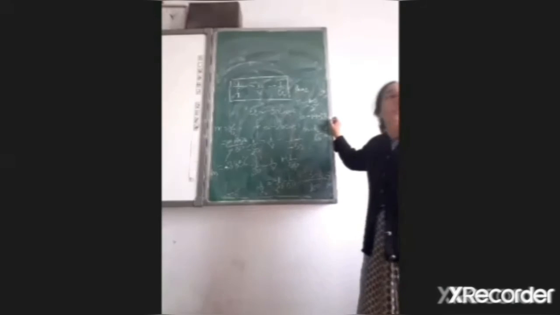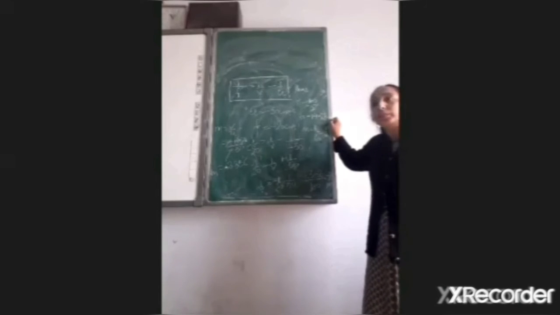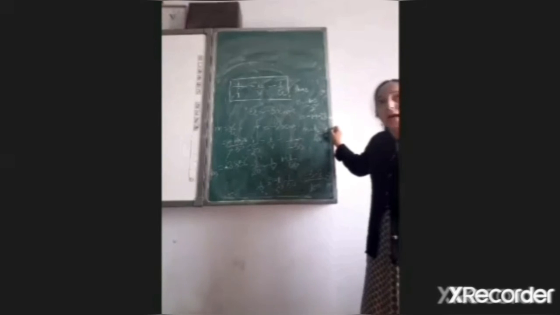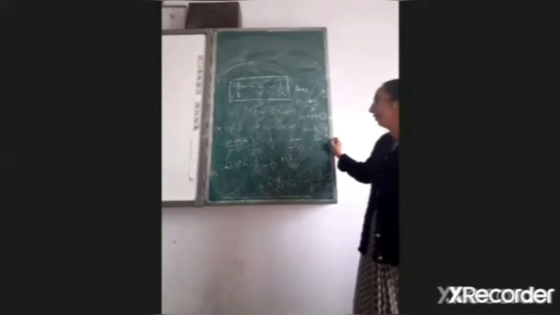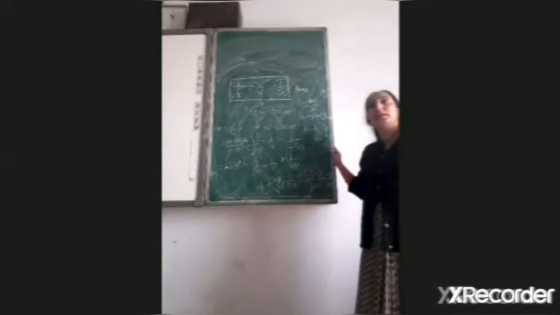चार चीजें आपको लिखनी है, virtual और real, erect or inverted, diminished or enlarged, and where you have find it. Okay, like this you have to solve your numericals. Okay, look at here, we have another conditions, another type of questions.